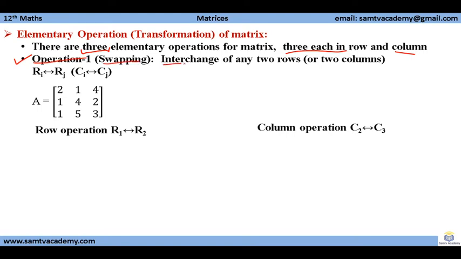Swapping means interchanging. So it means that we will interchange 2 rows or 2 columns. In the first operation we will do swapping, that is interchanging of 2 rows or 2 columns, where Ri will be replaced with Rj and Ci will be replaced with Cj. Now we will see how it can be done.